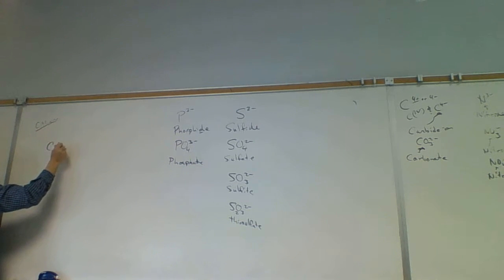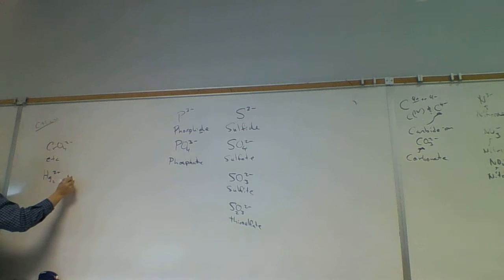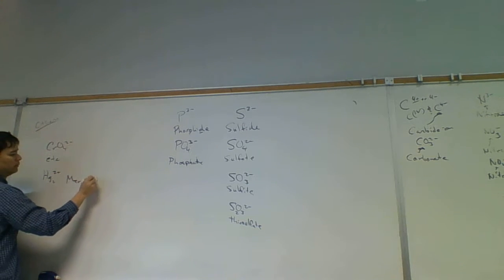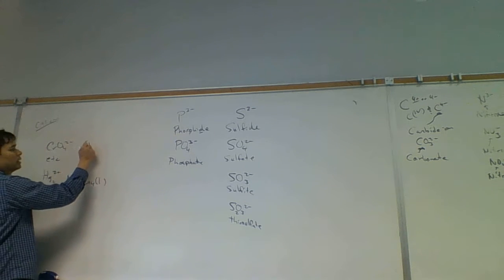So for example, chromate, etc. Mercury, 1. I mean, there's no pattern. This is straight memorization. Mercury, 1. Ammonium. Chromate, dichromate.